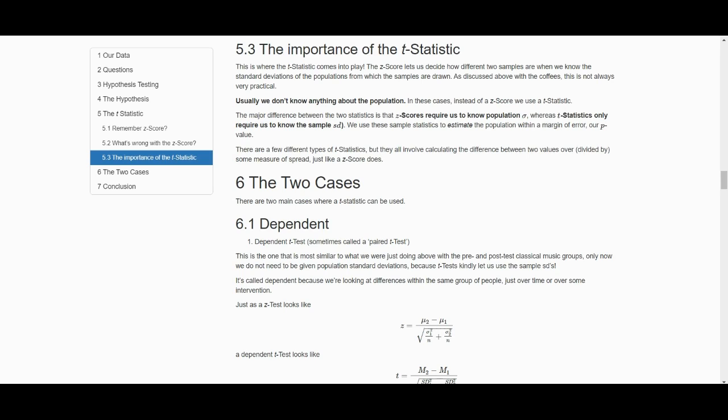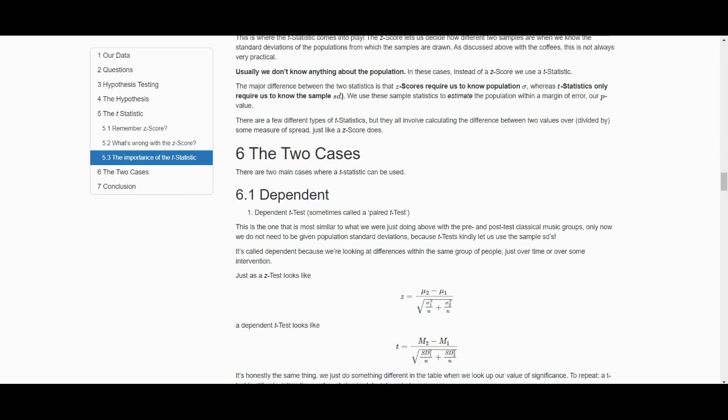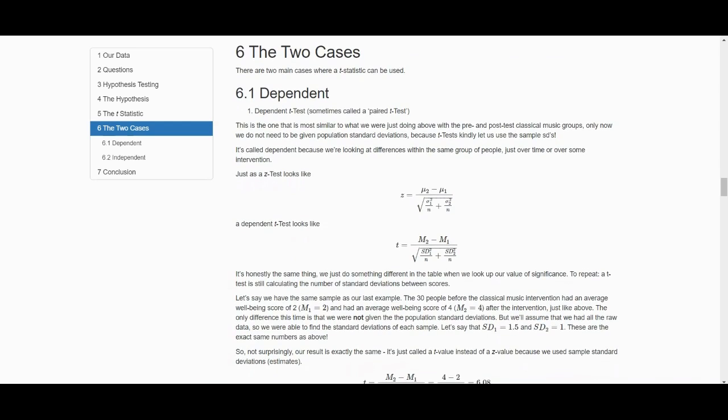We can now use the sample statistics to estimate the population within a margin of error, which is our p-value. There are a few different types of t-statistics, but they all involve calculating the difference between two values over some measure of spread, just like a z-score does. There are two main cases. The first one is dependent t-tests, which are also sometimes called paired t-tests or paired groups, just variations of those names.